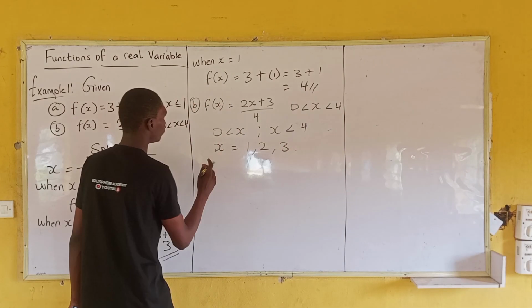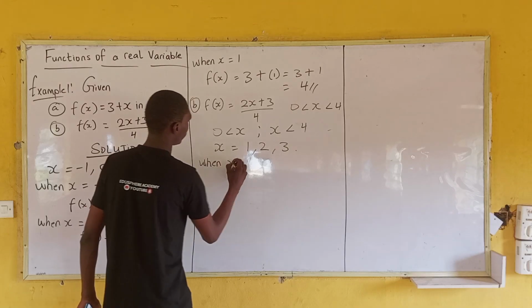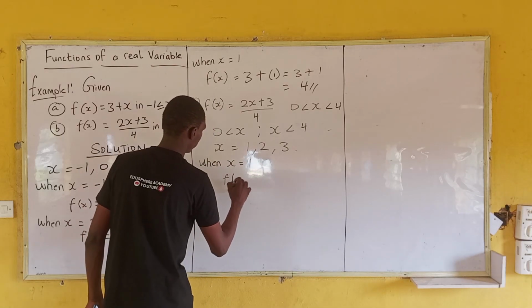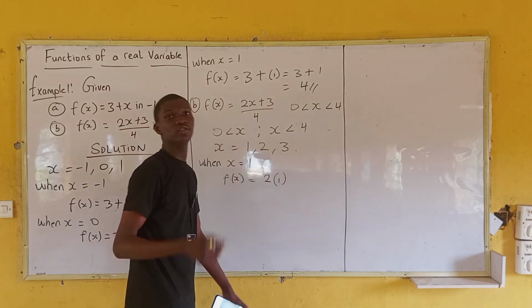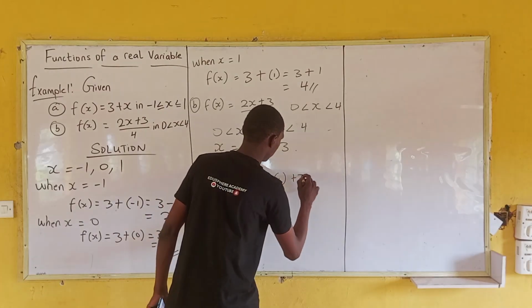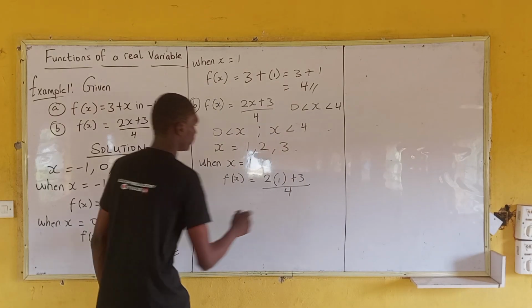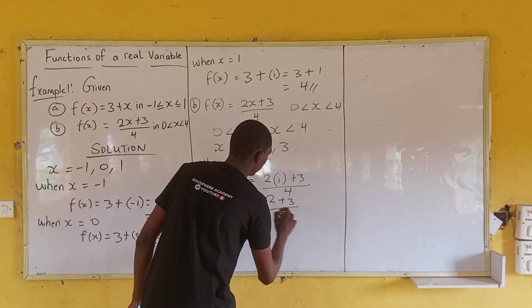So let's move on. Following the same step, when x is equal to 1, our f of x will be, f of x is equal to 2 open bracket 1, just substituting for x in the given function, plus 3 over 4. Therefore, that is 2 plus 3 over 4, and that's what?